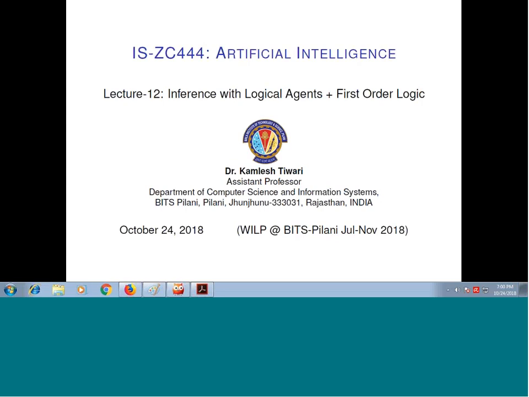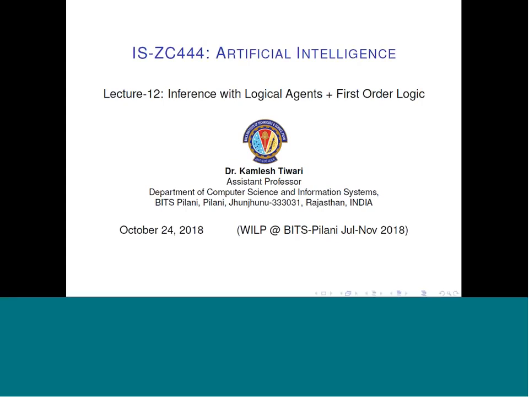So let's continue. In the last class, we were talking about logical agents, and in this class we are going to focus more on finding inferences. That means when the knowledge base is given to you, how you find out what extra information you can take out of the system. We will also see first order logic, which is also a method to do inference and find logical solutions, a more representative language.